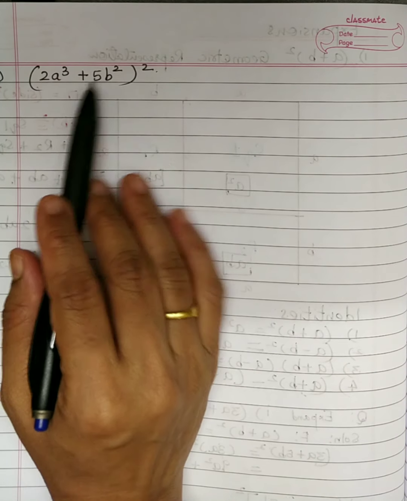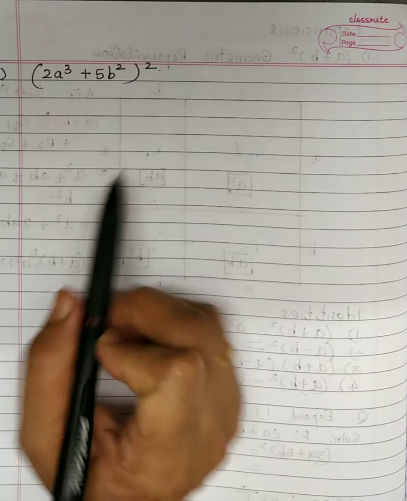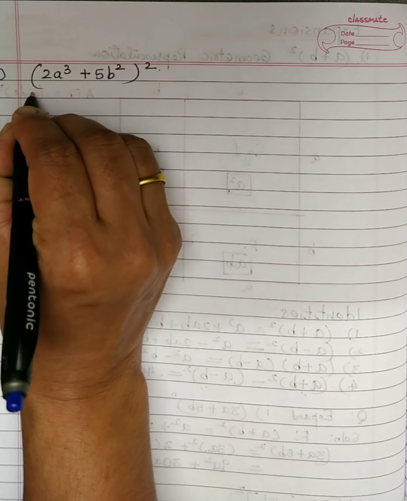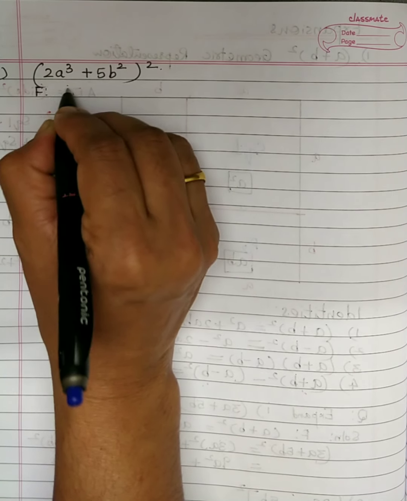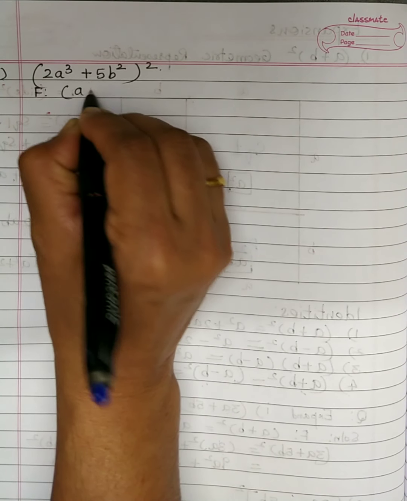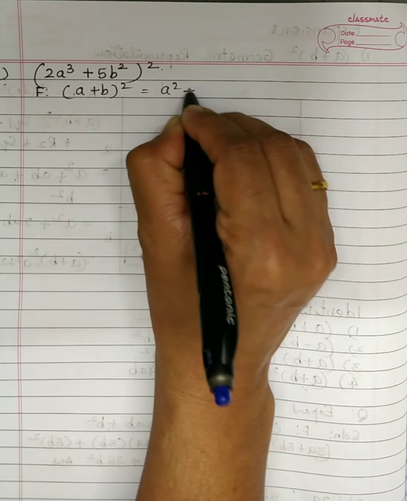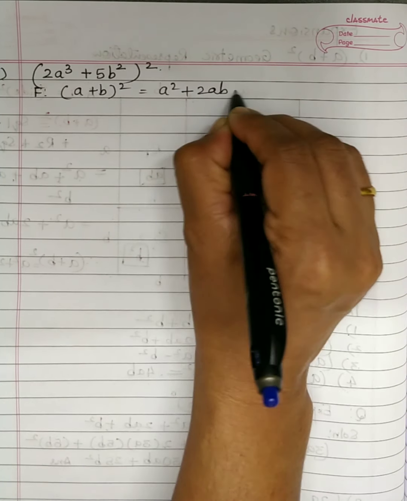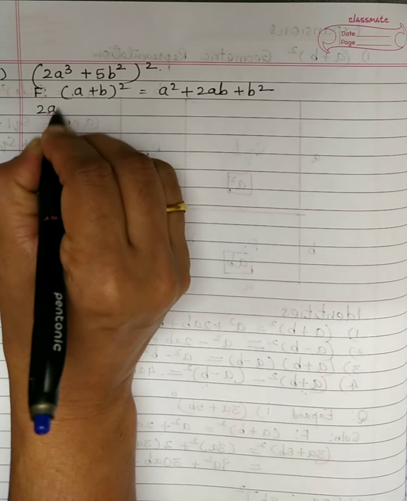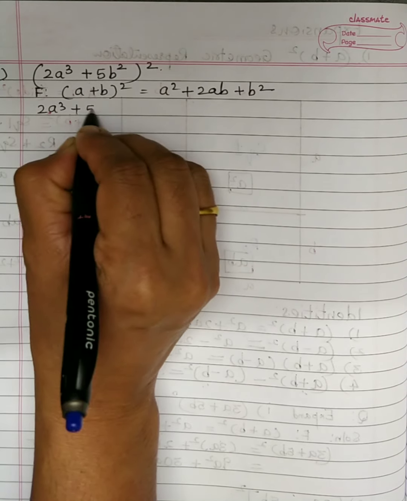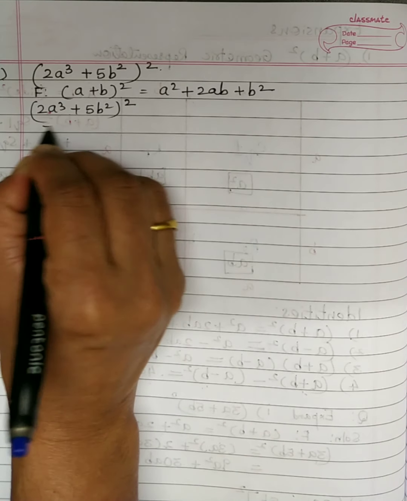(2a³ + 5b²) the whole square. I always tell you that these questions are only checking how much concentration you have. Formula: sum of the squares of the two terms, so you get (a + b) whole square. What is that? a square plus 2ab plus b square. Therefore our (2a³ + 5b²) the whole square will be what?